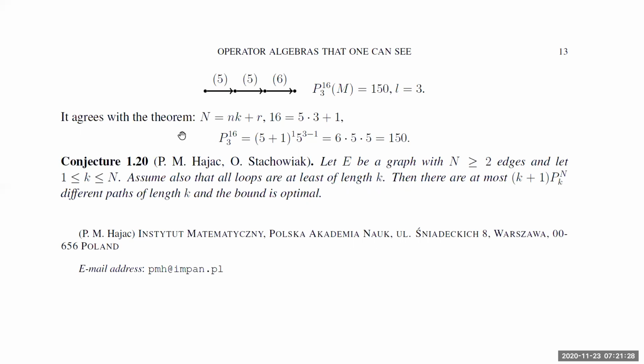And this is exactly what is given to you by the theorem, right? Because 16 decomposes as 5 times 3 plus 1. So P16(3) is exactly n plus 1, which is 6, to the r, which is 1, and you have n, which is 5, to the k minus r, which is 3 minus 1, so it's 5 squared. So 6 times 5 times 5, exactly as in here, is 150. So this ends the example and ends our class for today.